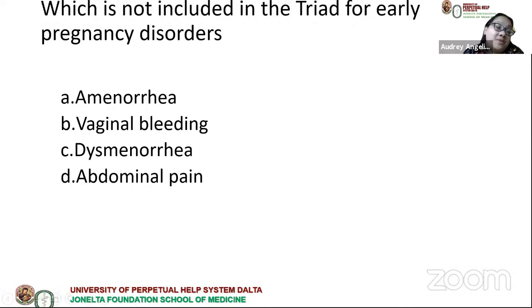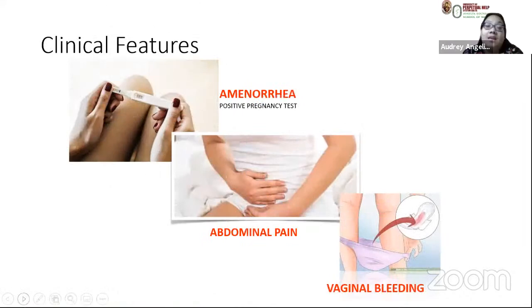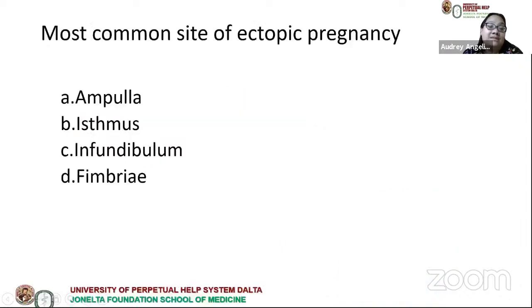Okay. Except dysmenorrhea because we know that the triad of ectopic, or your early vaginal bleeding disorders, would be amenorrhea, abdominal pain, vaginal bleeding. Of course, we know that in ectopic, the pain is the one that is more pronounced. Okay.